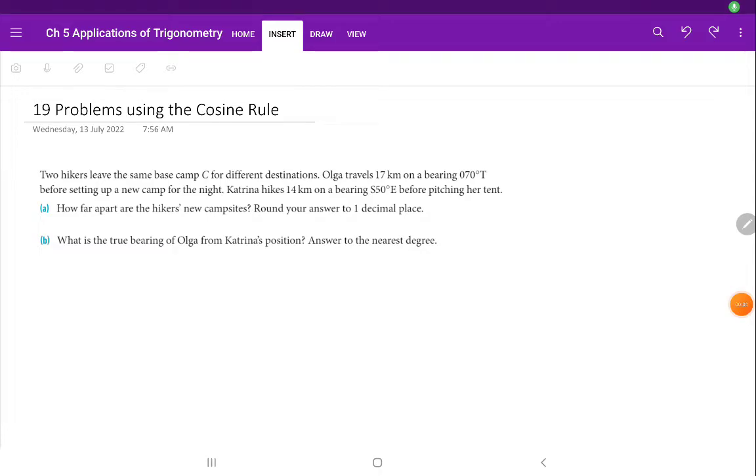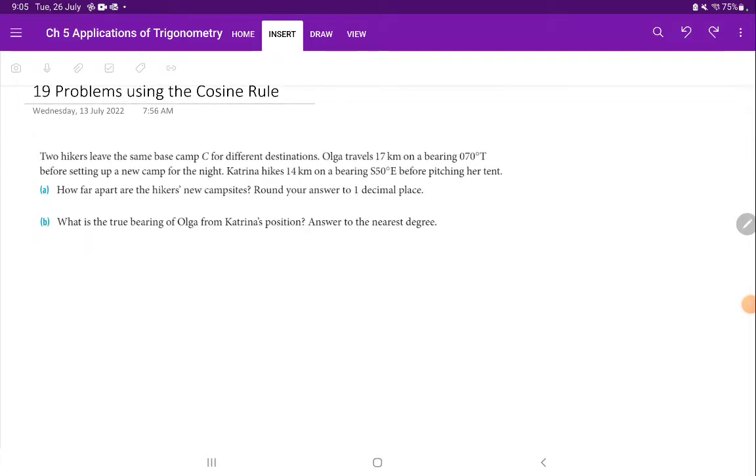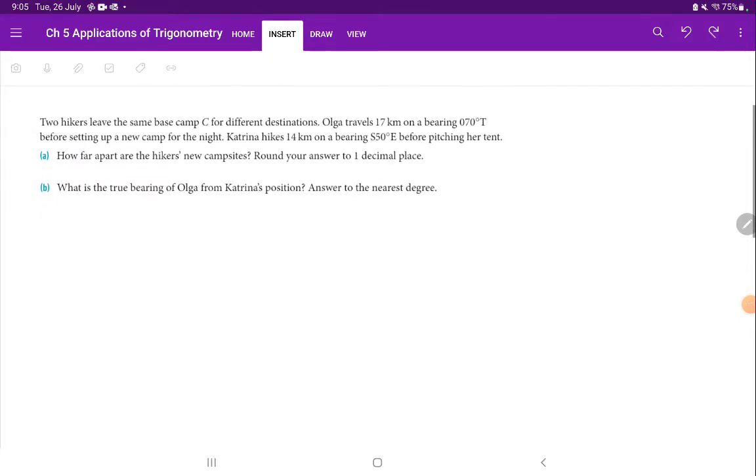Alrighty, let's have a go at solving some problems using the cosine rule. So two hikers leave the same base camp C for different destinations. Olga travels 17 kilometers on a bearing of 70 degrees true before setting up a new camp for the night. Katrina hikes 14 kilometers on a bearing of south 50 degrees east before pitching her tent. How far apart are the hikers' new campsites? Round your answer to one decimal place.